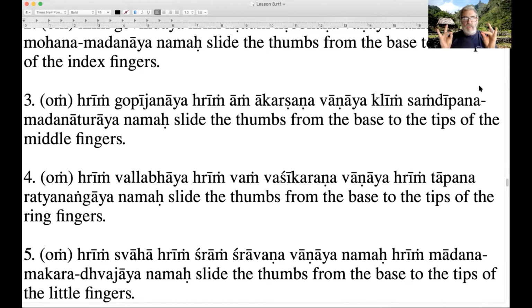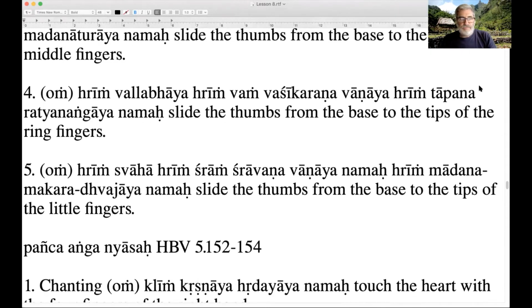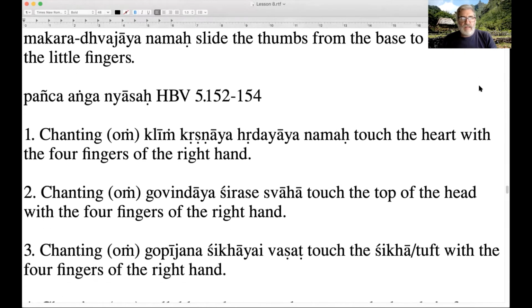Om Hrim Swaha Hrim Shram Shravana Vanaya Namaha Hrim Madana Makaradvajaya Namaha. Slide the thumbs from the base to the tips of the little fingers. Yes? Okay, so that's the Paranyasa.